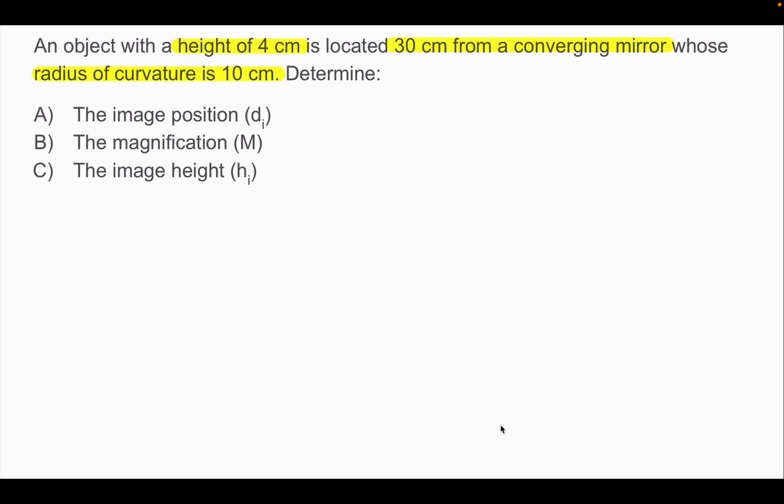And this is where your math rules are going to come into play. So first things first, I'm going to write my givens. I know that I have an HO of 4 centimeters. I know that I have a DO of 30 centimeters. And I know that my R is 10 centimeters, right?